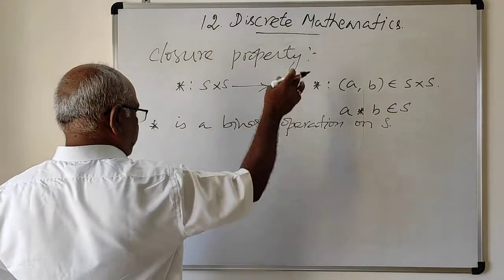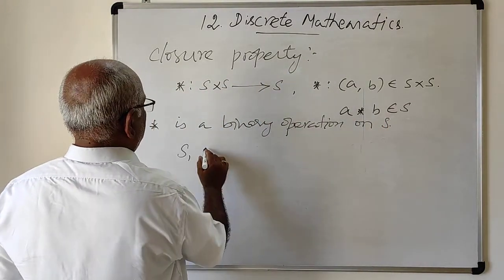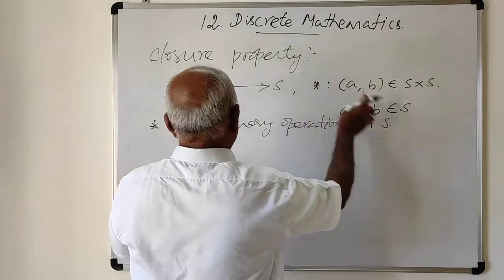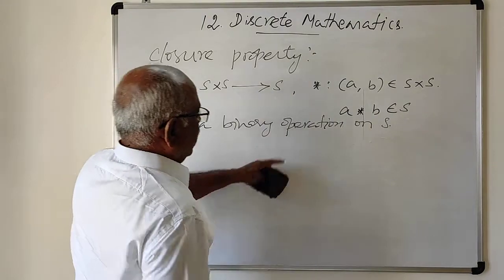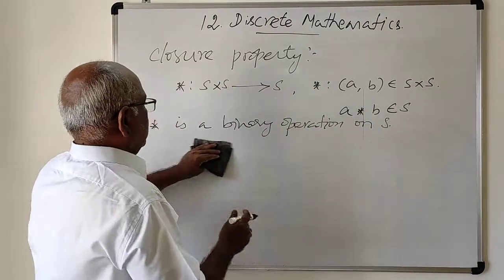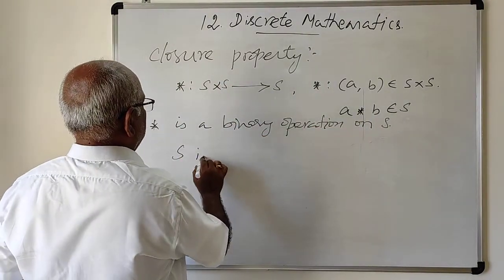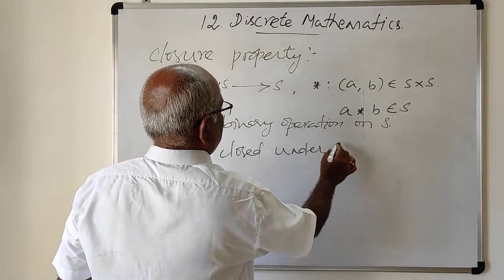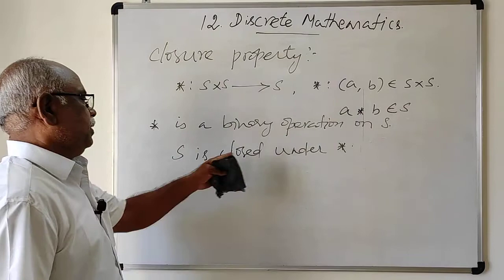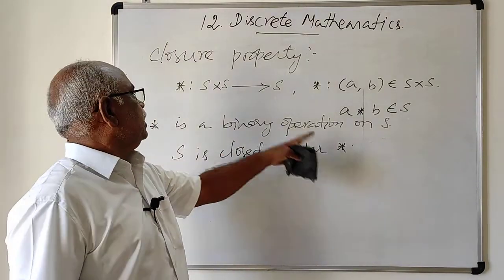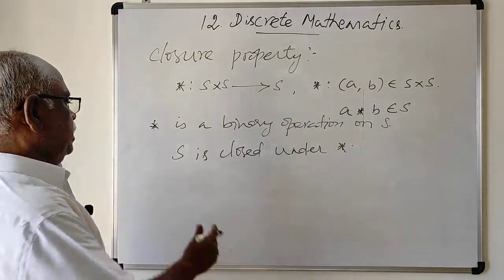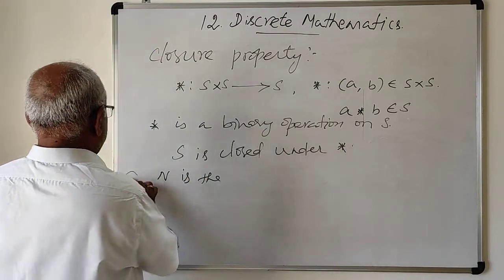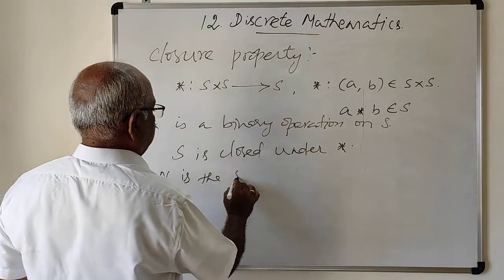See, if a non-empty set S and a binary operation star on S are given, then S is closed under star. This is the binary operation. S is closed under star. This is the closure property of a set. N is a non-empty set. N is an example. N is the set of natural numbers.